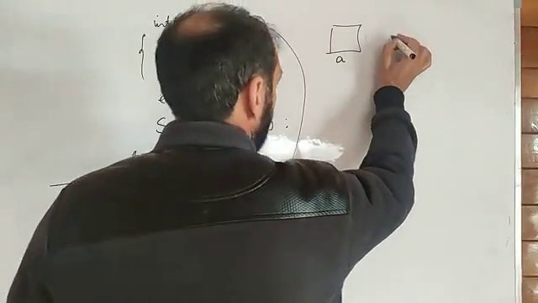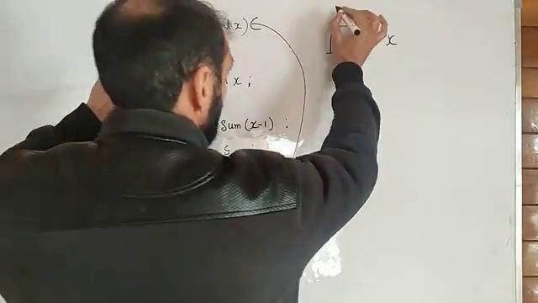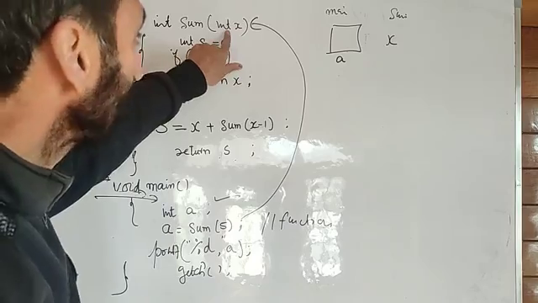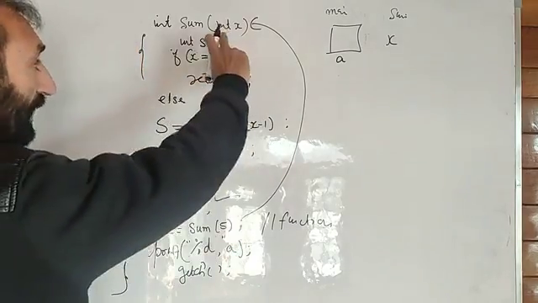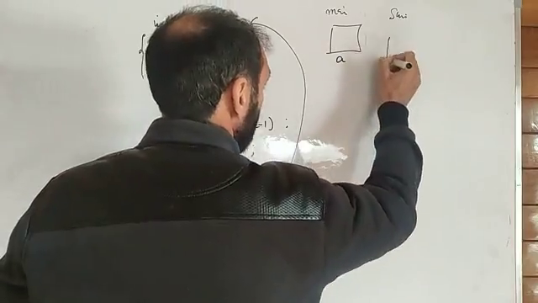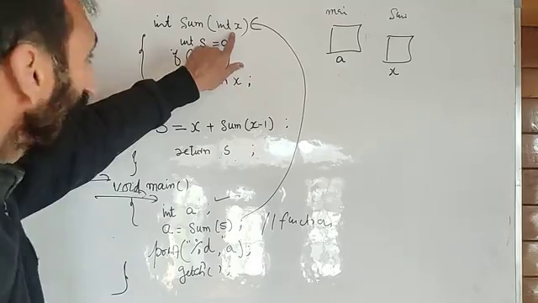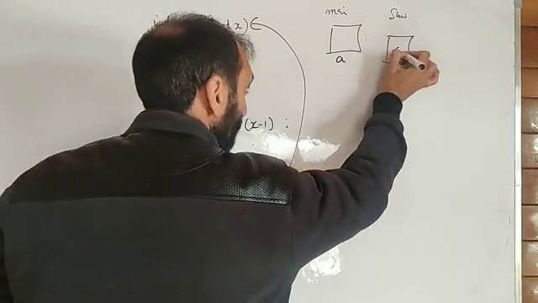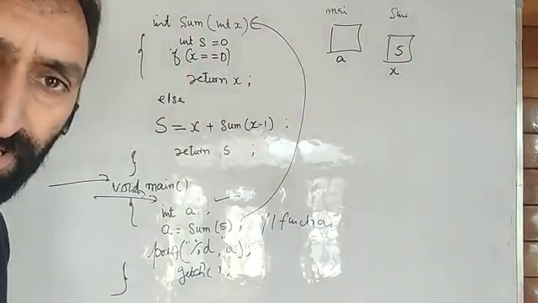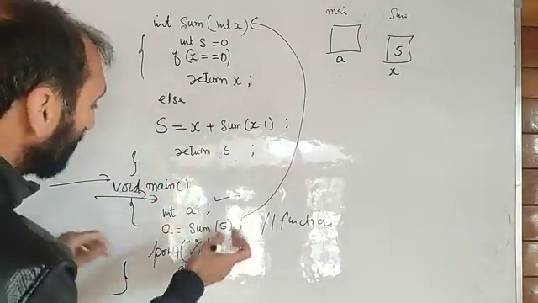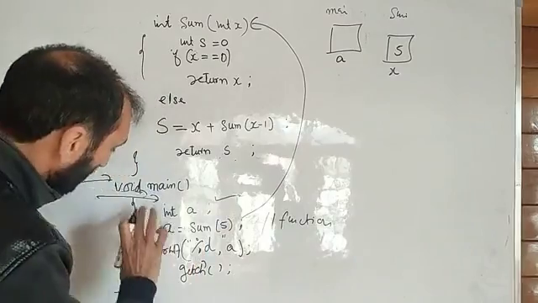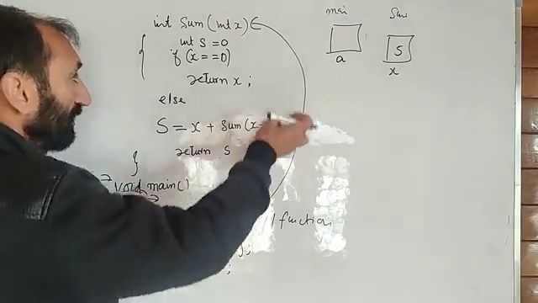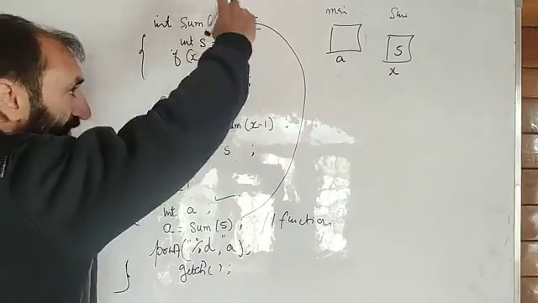For example, this is an x, which is in the main portion, and this is the sum portion. Here 5 is going to be passed. But in sum, there is also a variable x, and this 5 is going to be stored in x. Now x contains 5, because main calls the function sum by passing 5 as an argument, and that 5 is going to be stored in this x.